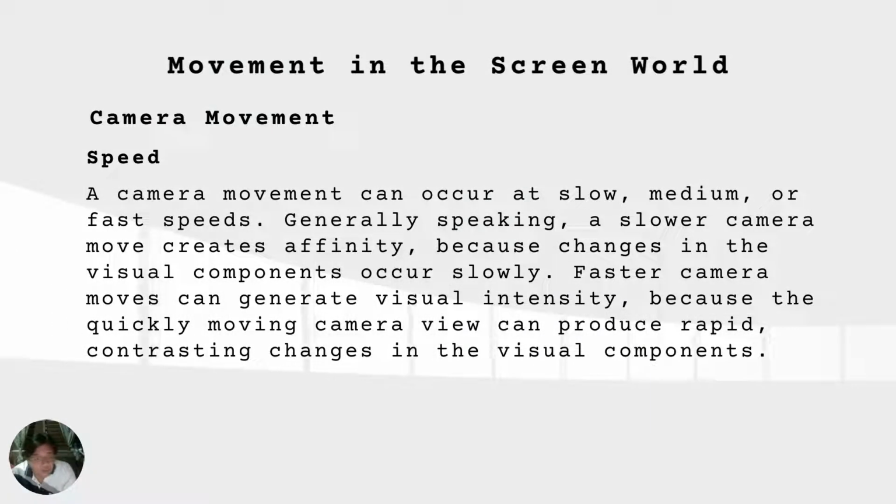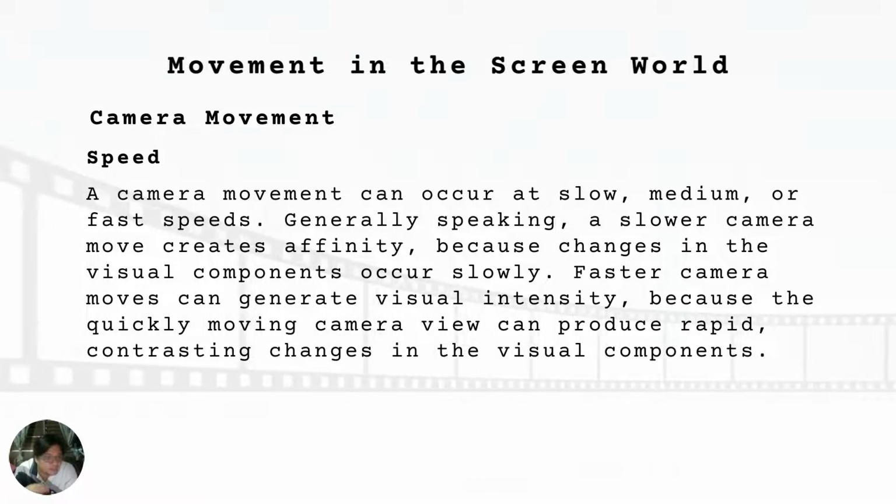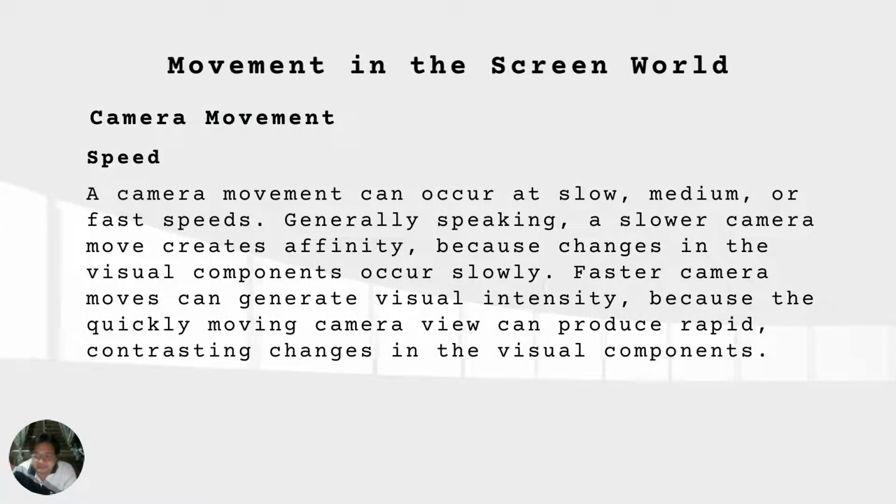Generally speaking, a slower camera move creates affinity because changes in the visual component occur slowly. The faster a camera moves, the more visual intensity it can generate, because the quick-moving camera view can produce rapid contrasting changes in the visual component.